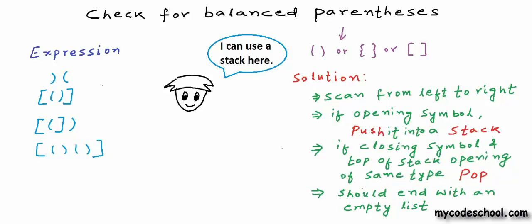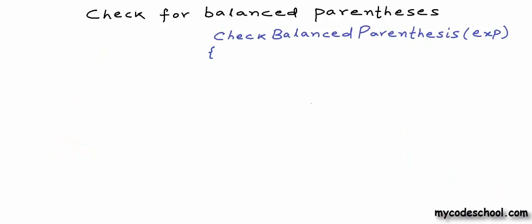So what we can do is whenever we get an opening symbol while scanning the list, we can push it onto the stack, and when we get a closing symbol we can check whether the opening symbol at the top of stack is of the same type as the closing symbol. If it's of the same type, we can pop it. If it's not of the same type, we can simply say that parentheses are not balanced. I will quickly write pseudocode for this logic.